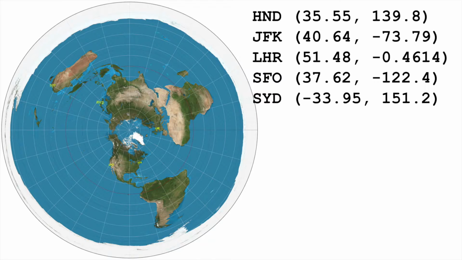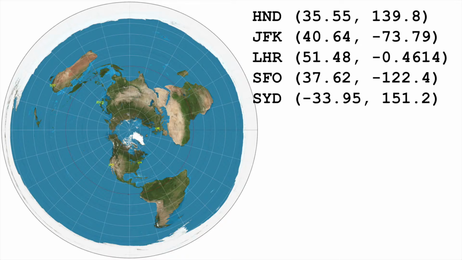There's no special reason for this selection other than I did want to make sure I get Sydney in there for something south of the equator. And I also wanted to get Heathrow and JFK in there. So San Francisco and Tokyo were kind of very arbitrary. So these are the airports and their locations.